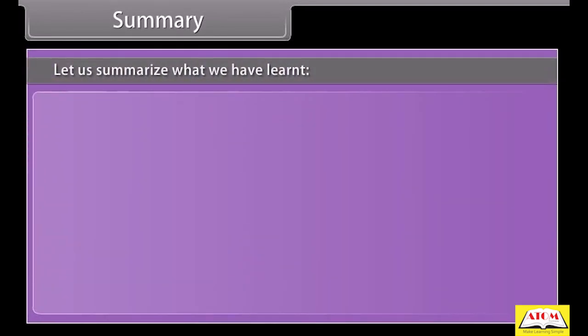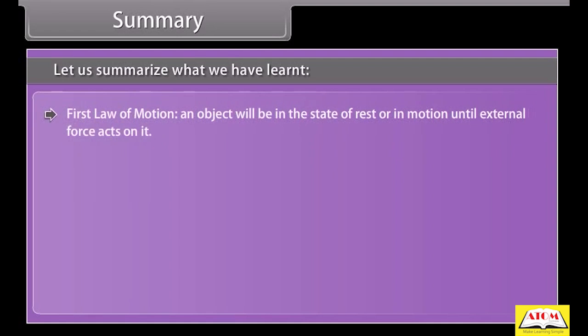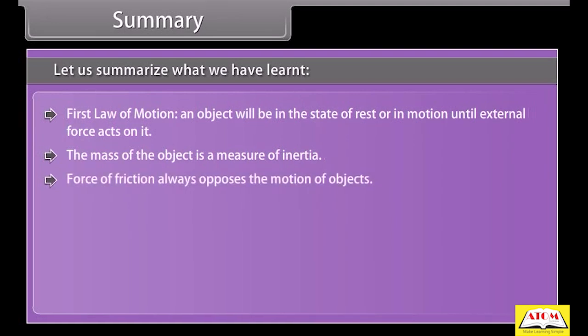Summary. Let us summarize what we have learned. First law of motion. An object will be in the state of rest or in motion until external force acts on it. The mass of the object is a measure of inertia. Force of friction always opposes the motion of objects.